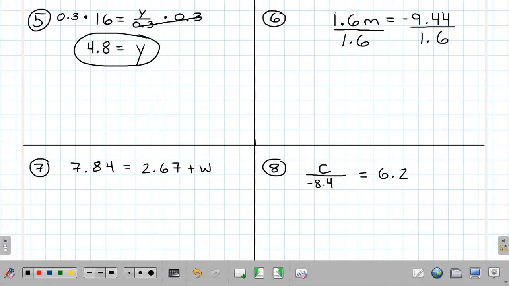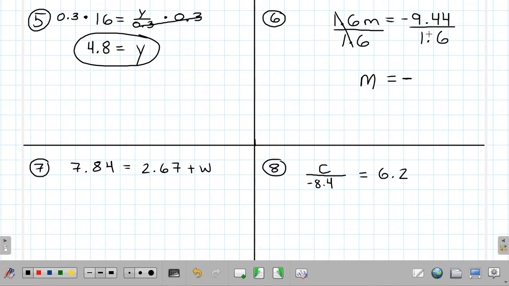But the whole point here is we want those to go away. So we have m is equal to negative over a positive, which is a negative. And then once again, I'm going to have to use a calculator for this pretty much. We have 9.44 divided by 1.6. That's something I can't do in my head, okay?